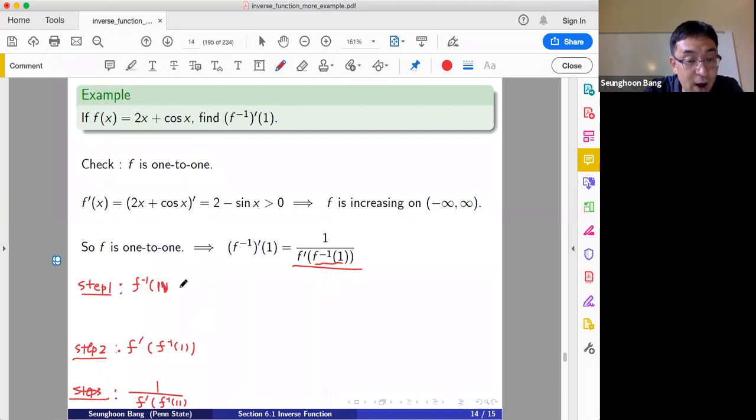How can you find the inverse of f of 1? Though we don't know it, we can write x. Do you know this relation? y equals the inverse of x is exactly the same as y equals f of x. You can use this relation here. What's the relation? 1 equals f of x, which is 2x plus cosine.